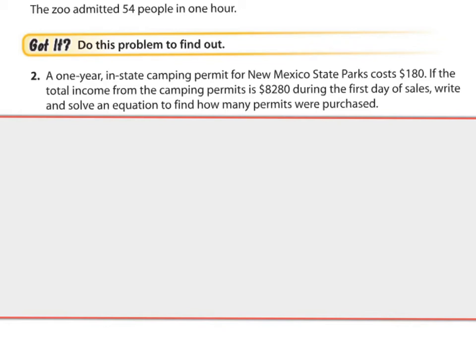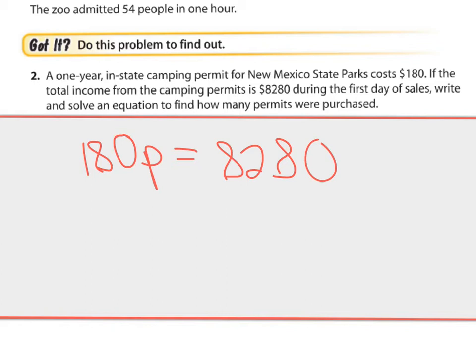So I would write, for example, $180 per permit, so we can use P, equals $8,280. Okay, go ahead, pause the video and solve.